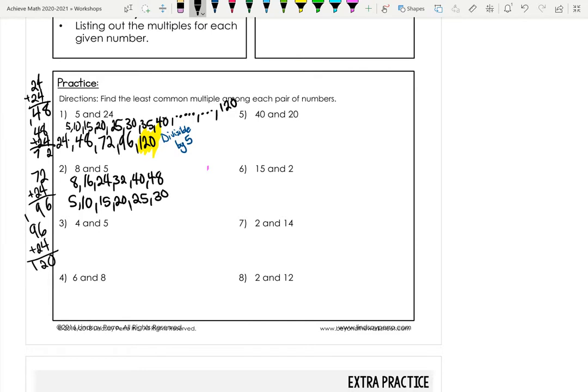Now, let's compare lists. What number is the lowest one they have in common? Again, I'm looking and I see that this ends in a 0, so I'm going to go ahead and continue my bottom list. And voila, I spot it. The number that they have in common is 40.